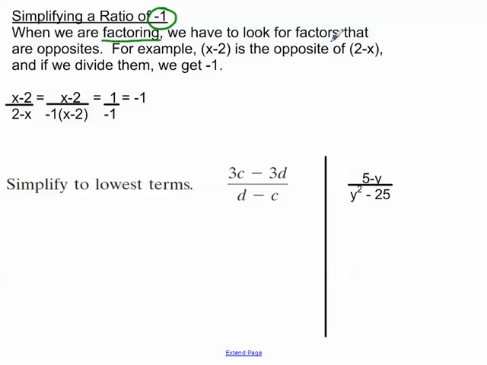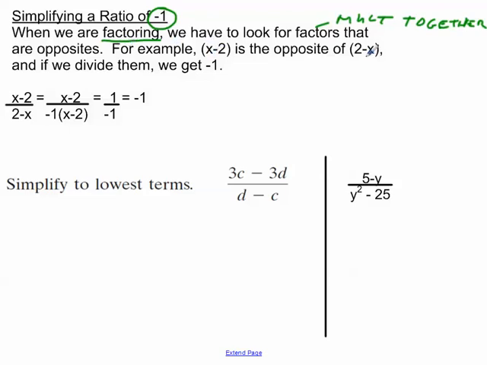When we factor, we've got to look for factors. Factors are things that multiply together. They don't add up. When you're adding things up, that's not factoring. Factors multiply together. So we've got to factor things out into things that multiply together in the numerator and the denominator. So for example, we could take a look at x minus 2.